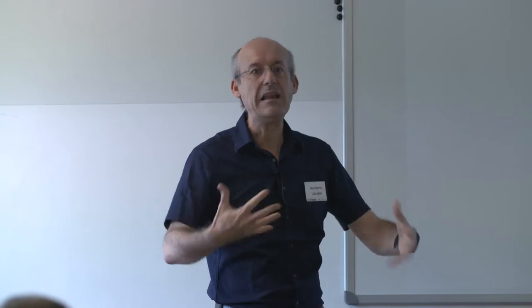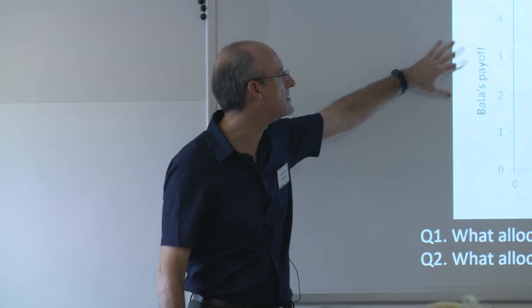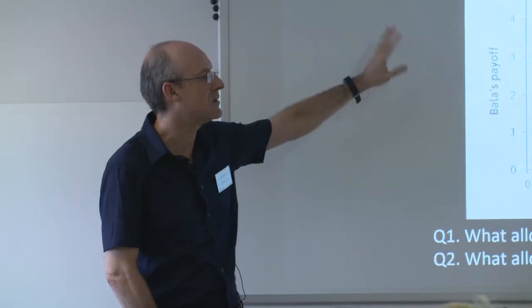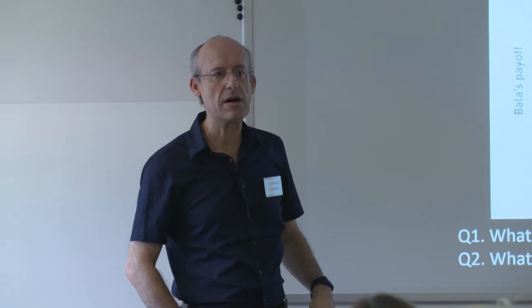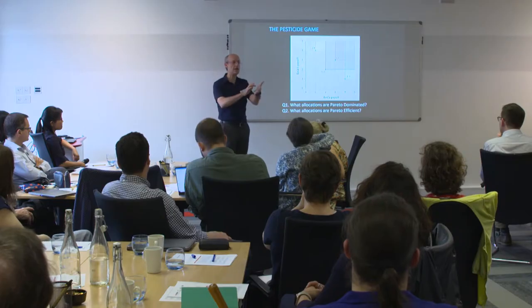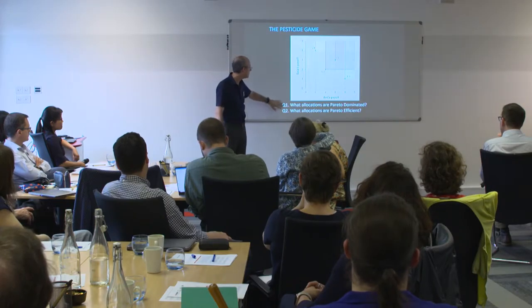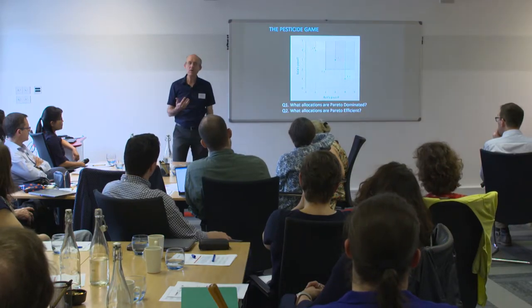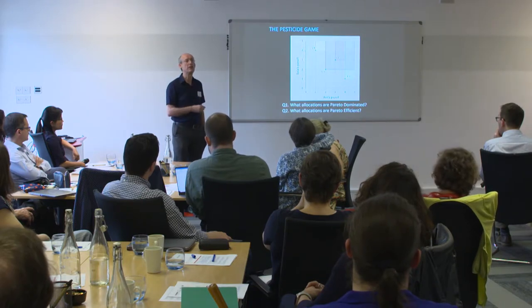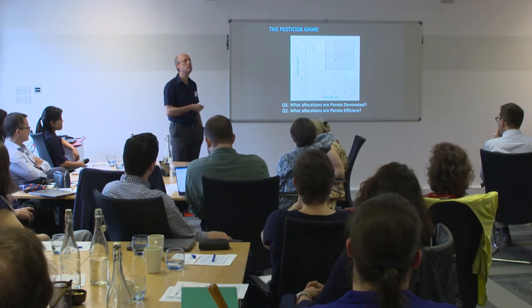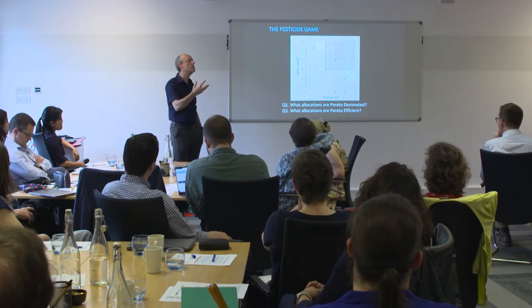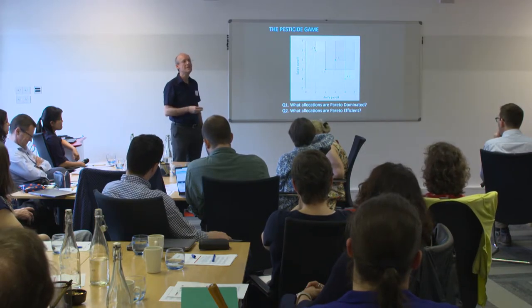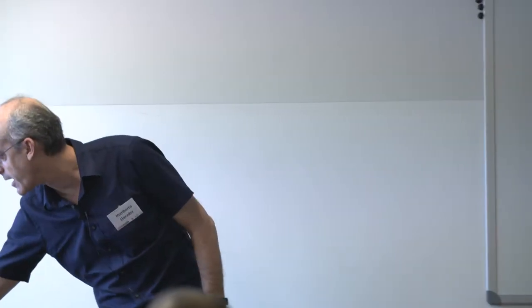I explain this to very smart students. At least the first reaction, then you ask them to consider, and this comes from the pesticide game, so it's a prisoner's dilemma type of game. And then I ask them, with the phones that they have to reply, which allocations are Pareto dominated and which ones are Pareto efficient, and they don't get it right. Not everybody gets it right. I would say even very smart students, it takes a little bit of time to assimilate the concept of Pareto efficiency, which for most of us seems like a natural concept.